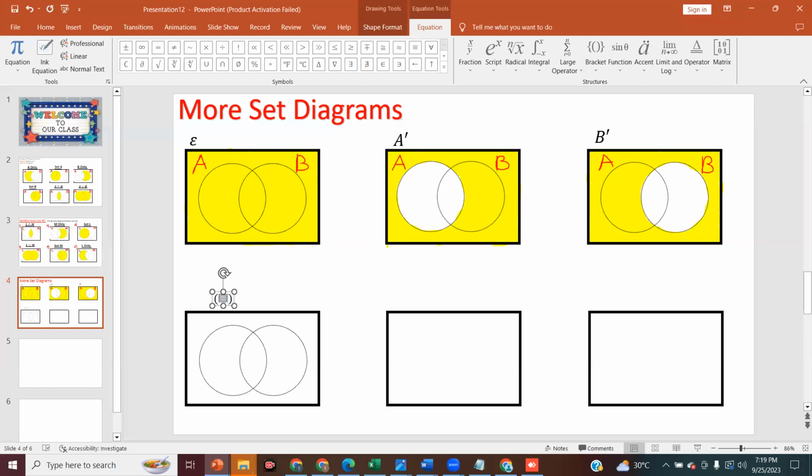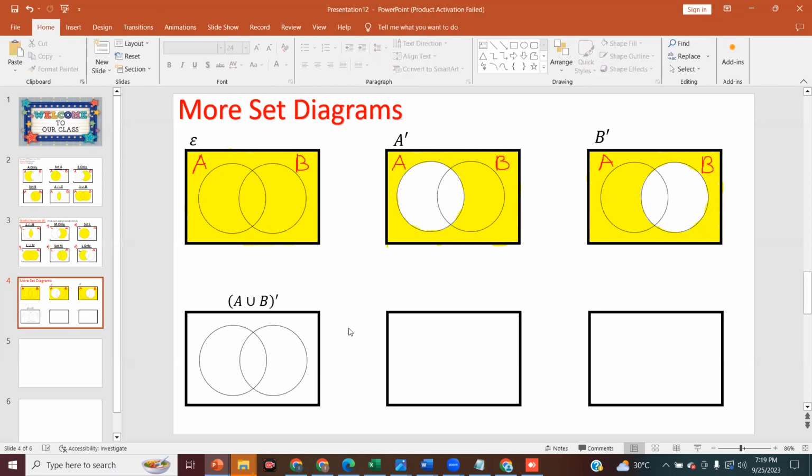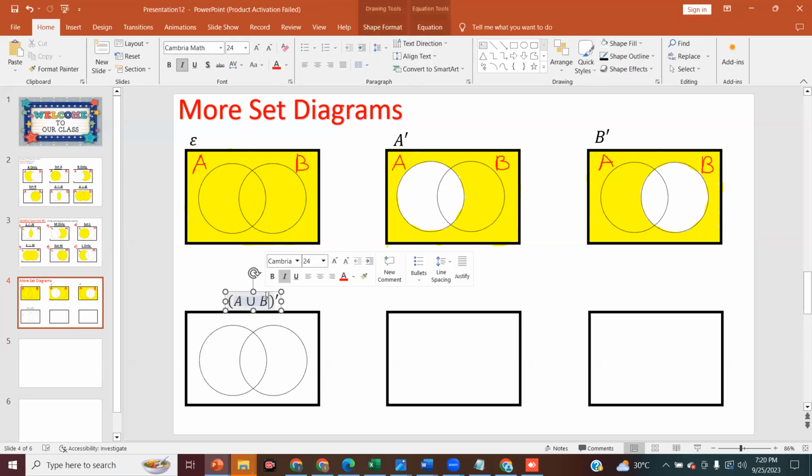So for this one, I want A union B complement. What is that going to be? Wouldn't that be everything? Everything? Really? Everything except the outside. Wouldn't that be like nothing?